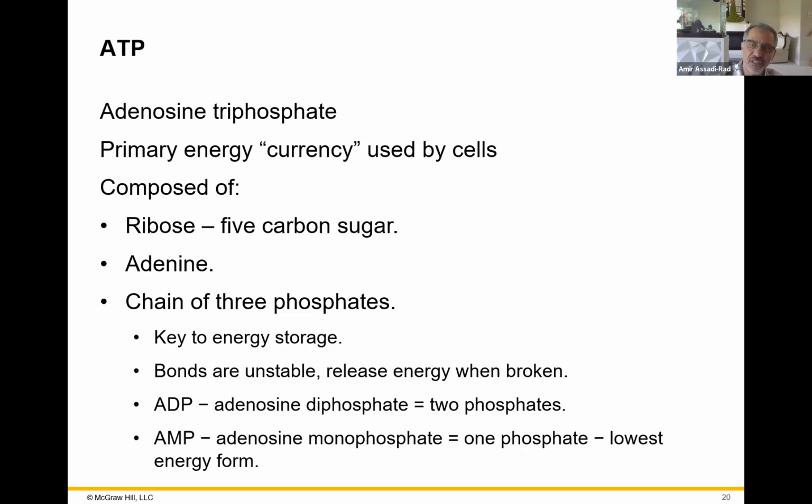ATP breaks down to ADP. It releases energy. We talked about it from the beginning of the semester until now. ADP, adenosine diphosphate, has 2 phosphates. AMP, adenosine monophosphate, has 1 phosphate. We talked about cyclic AMP for tomorrow's exam a little bit. It's a secondary messenger. Remember that? Anyhow.